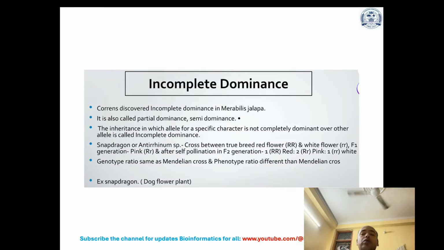It is also called partial dominance or semi-dominance. The inheritance in which the allele for a specific character is not completely dominant over the other allele is called incomplete dominance. In the snapdragon, Antirrhinum species, a cross between a true-breeding red flower and a white flower gives pink in the F1 generation, and after self-pollination in the F2 generation, you can see in which ratio they appear. The genotypic ratio is the same as the Mendelian cross, but the phenotypic ratio is different from the Mendelian cross.